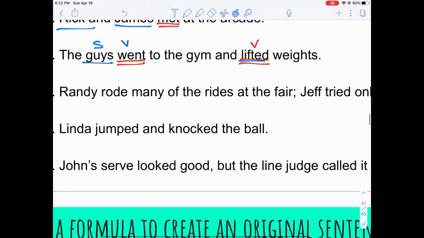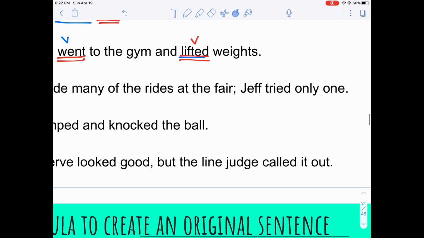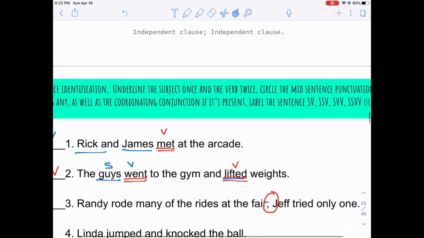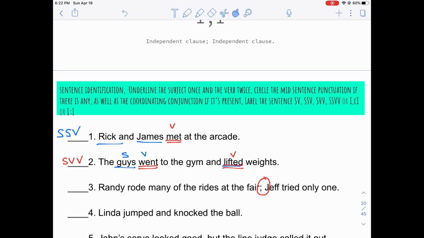Randy rode many of the rides at the fair. Jeff tried only one. Yay! There's a semicolon. And I remembered in the directions it said to circle that, correct? Let me just double check. It did. Circle mid-sentence punctuation. There we go. All right, let's look at the first independent clause. Randy rode many of the rides at the fair. Rode is my verb. Who or what rode? Randy.